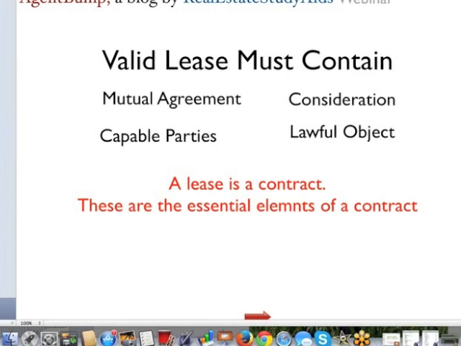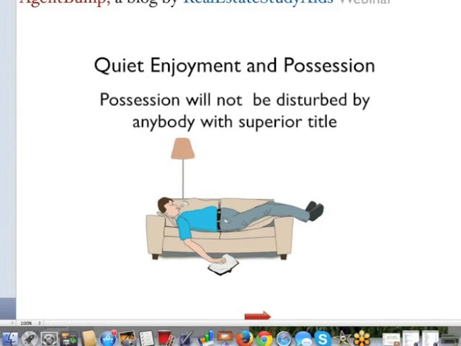Okay, a valid lease must contain mutual agreement, capable parties, consideration, and lawful object. These are the essential elements of a valid contract. A lease is a contract. Client joint possession. Can your landlord bother you?